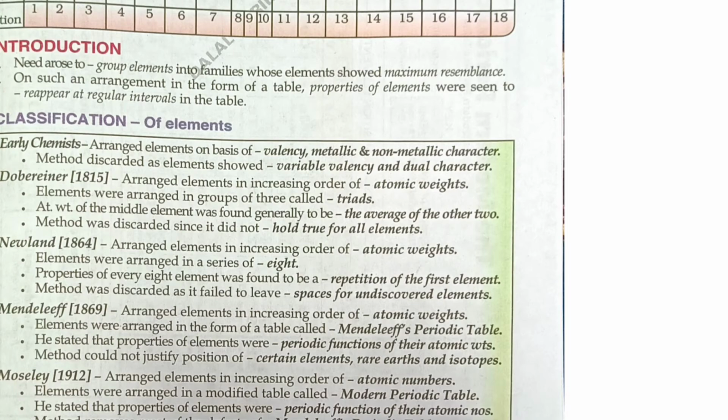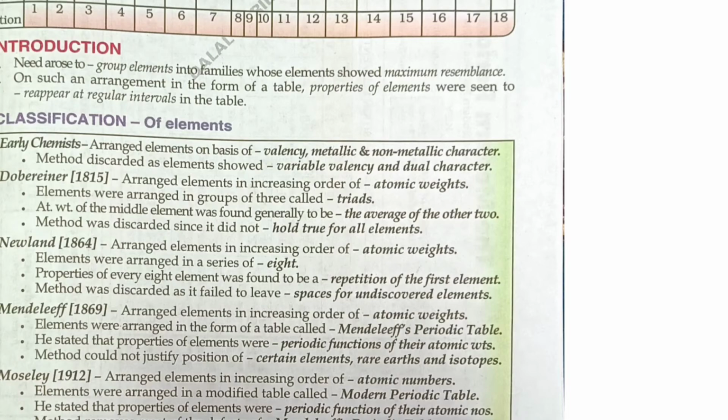Then Dobereiner in 1815 arranged elements in increasing order of their atomic weight. Atomic weight is nothing but number of protons plus number of neutrons. So Dobereiner arranged elements in increasing order of atomic weight in 1815. At that time only 30 to 35 elements were known.